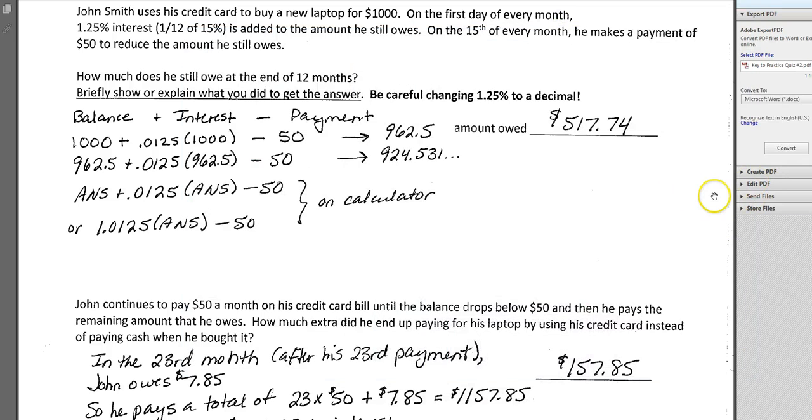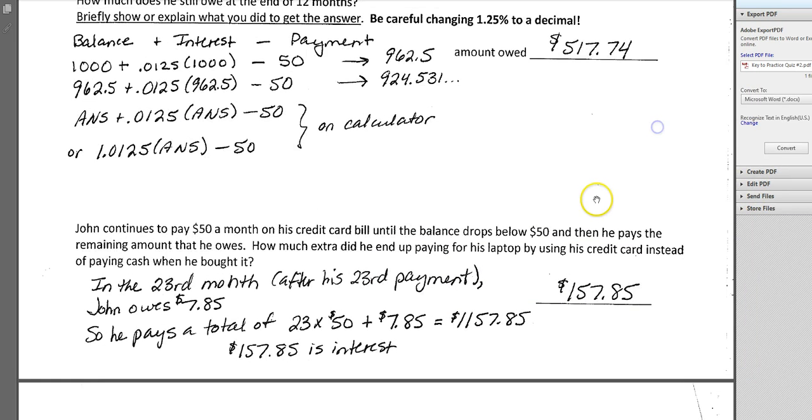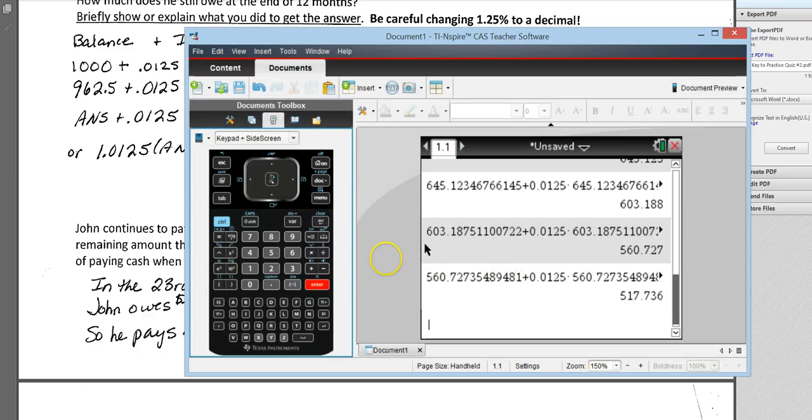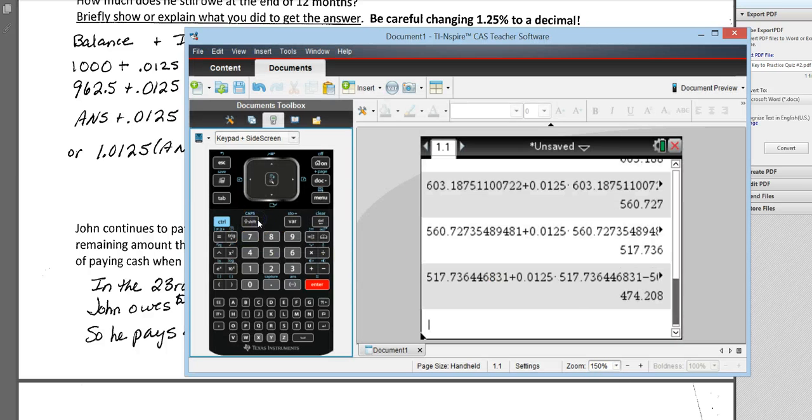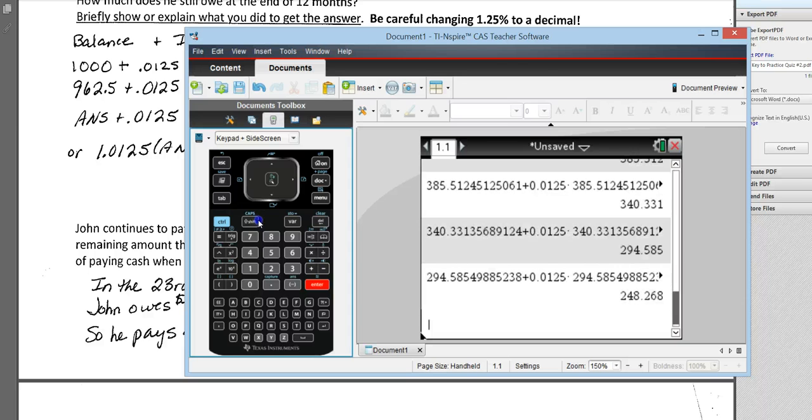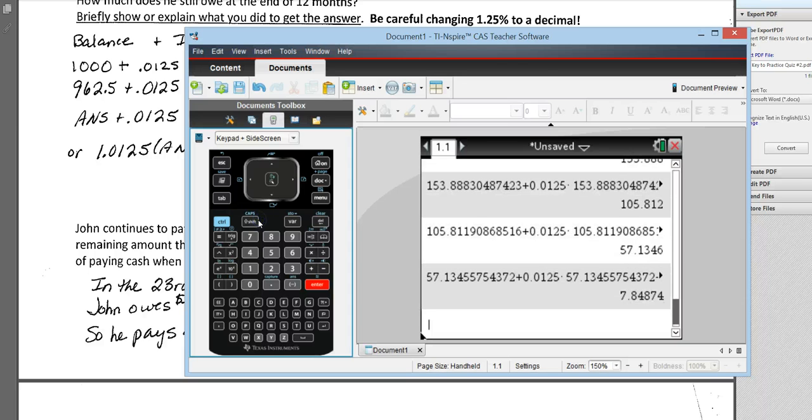The second part of the question then says, if John continues to pay $50 a month on his credit card bill until the balance drops below 50, and then he pays the remaining amount that he owes, how much extra did he end up paying for his laptop by using his credit card instead of cash? Well, I kept going until I got below $50. So if I go back to my calculator, that was month 12, 13, 14, 15, 16, 17, 18, 19, 20, 21, 22, 23. So after paying 23 months, he owed $7.85 at the end of that month.